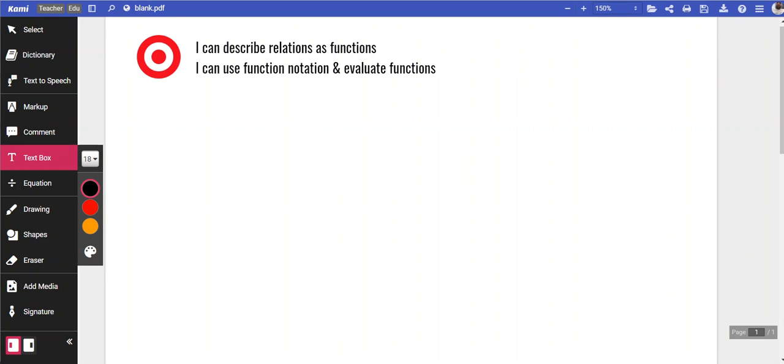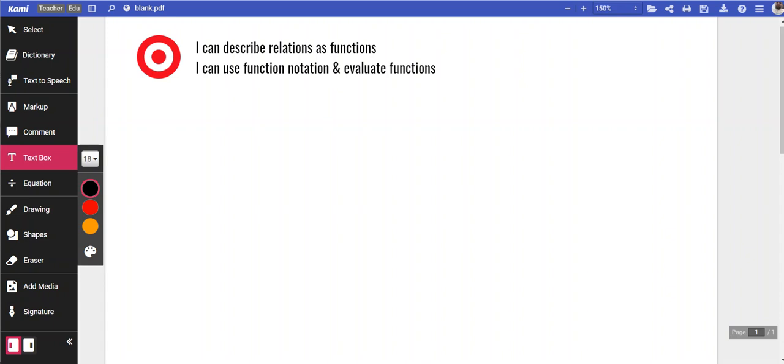So today, what I want to talk about is relations, functions, and that sort of thing. The learning target is I can describe relations as functions, and also I can use function notation and evaluate functions in real context.